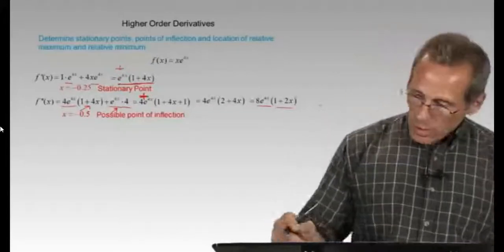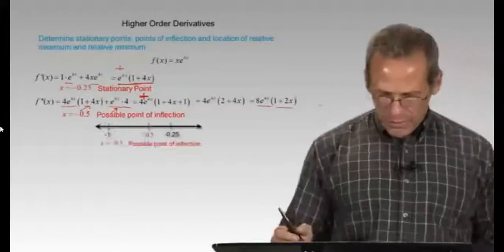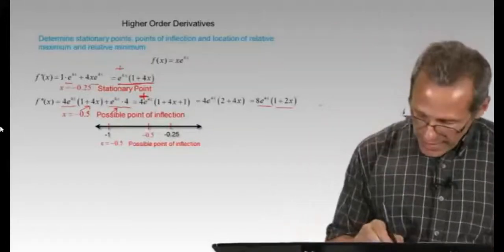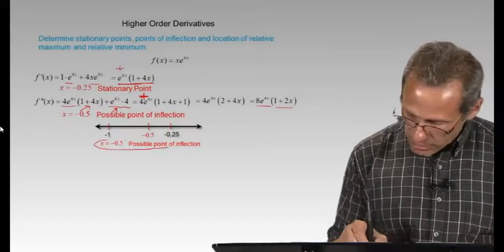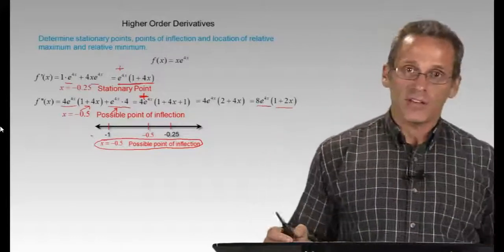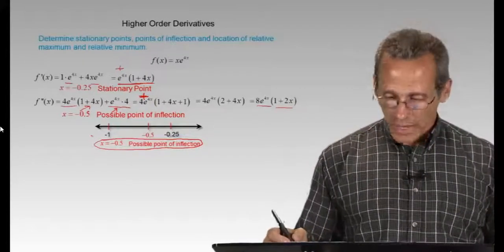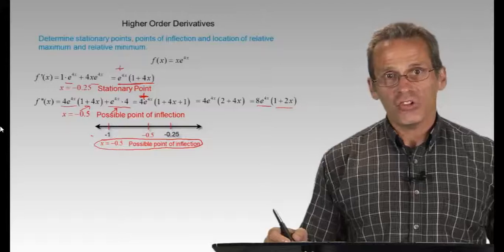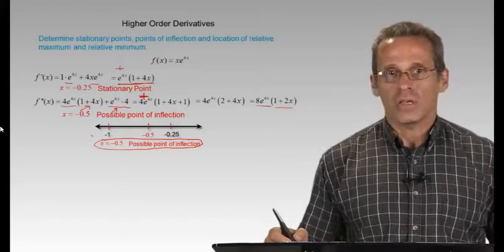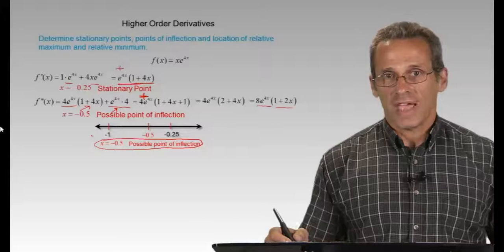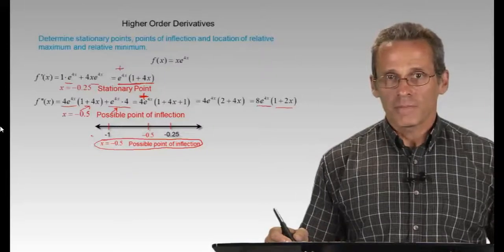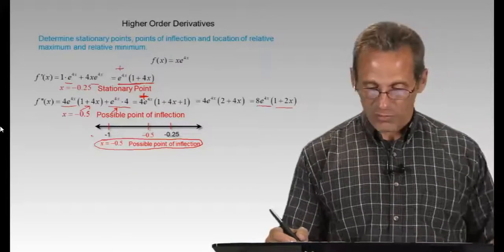Now, I have to think about this for a moment. I have a number line. I see negative 1/2 on it. Negative 1/2 itself is a possible point of inflection. So I pick a point left of it, negative 1, and I pick a point right of it, and again I'll choose the stationary point so that I can not only tell the concavity right of negative 1/2, but I can also tell the type of extrema that exists at negative 0.25.